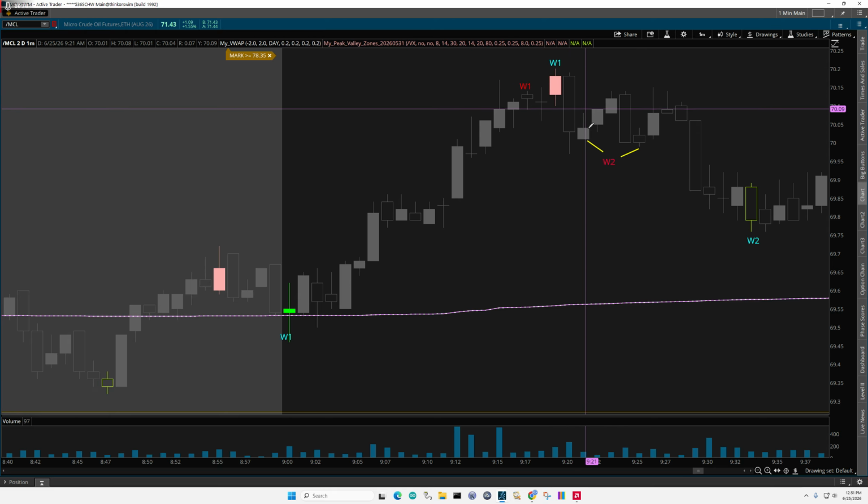And we get a pullback here, candle body under candle body, and price goes up. Okay, everything's looking good. And then price comes back down. Why do I have this marked as a wave two in red, which is a failure? Well, because price went lower.